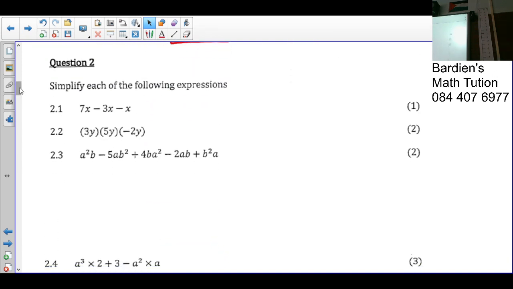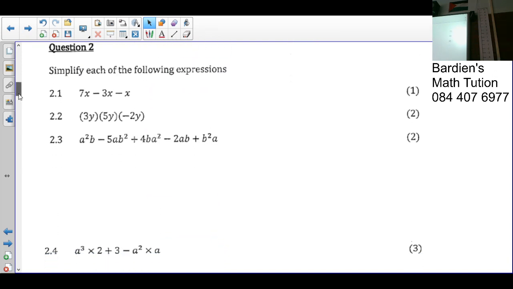Let's look at question 2. Vraag 2. Simplify. Not simplify. Simplify each of the following expressions. 7x minus 3x? 4x or 4x squared? 4x. 4x minus x? 3x. Okay. This is insulting your intelligence, no? You guys are much better than that. Yes? Yes, answer. Let's see it.